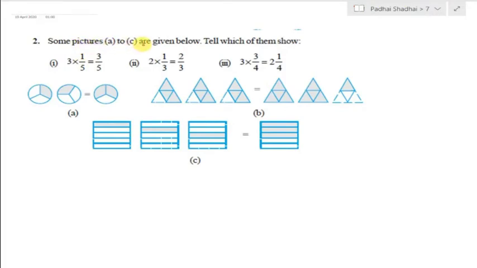Same type of question: some pictures A to C are given and we have to tell which figure is representing the given number. So first one, let us see question 1, 1 by 5, beta. Which figure represents 1 by 5? One body is divided into 5 parts, and out of that 5, one is shaded. Let us check one by one for all A, B and C. Total 5 parts, and out of that, one is shaded. So directly we will see C, beta: there are total 5 parts and one is shaded.